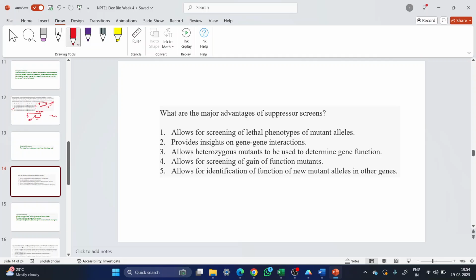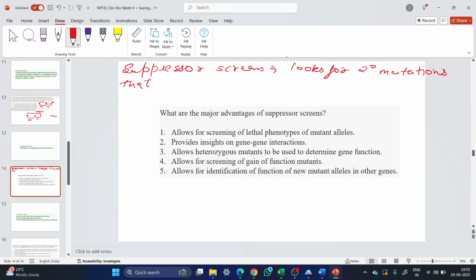These suppressor screens are powerful because they look for secondary mutations that suppress the phenotype of the primary mutation. This is important. Now let us come to the options.